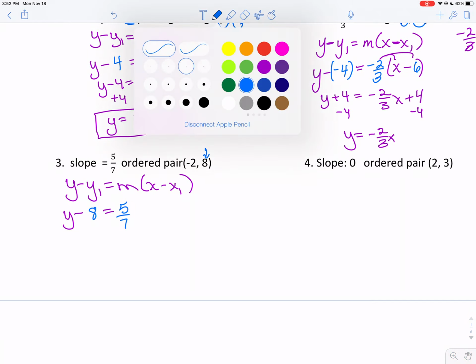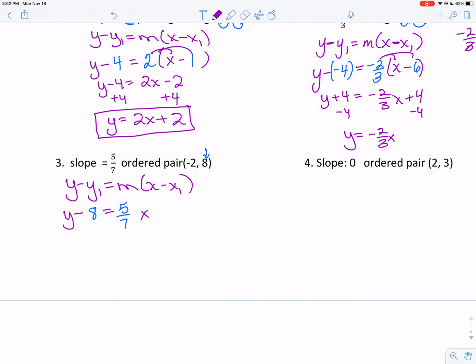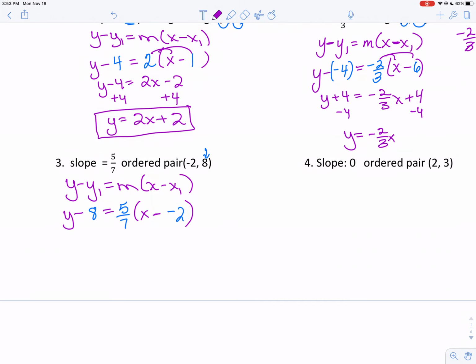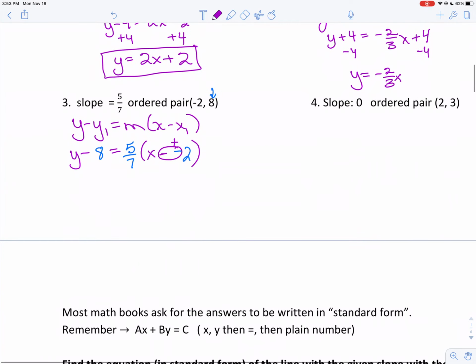And then the x is what? Minus 2. Now notice it's a minus, so when I plug it in, I'm going to get a double negative. Always happens when you're using this formula. So that turns into a plus. Now from here, you've got a couple of options. If you love fractions, you can distribute the fraction and get 5/7 x, and then get plus 10/7, and then add your 8.